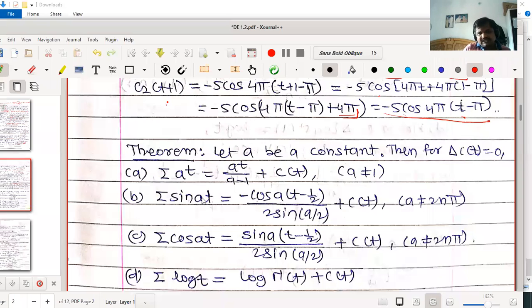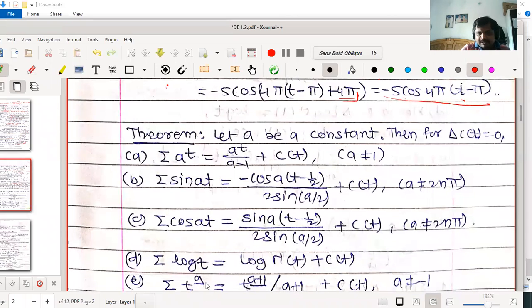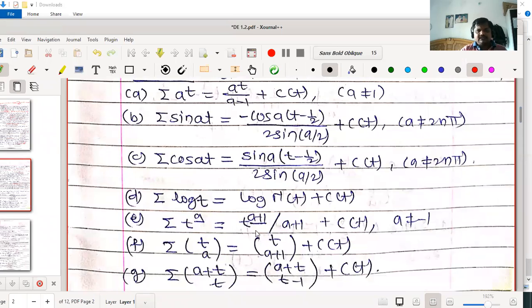Second is summation of sin at equal to this one, summation of cos at equal to the third one, summation of log t equal to this one, and then lastly I think one more there is, yes, summation of t to the falling a is equal to t to the falling (a plus 1) upon (a plus 1) plus c(t), where a is not equal to minus 1. Then summation of t to the falling a equal to this, and summation of the others similarly. How we can prove this?